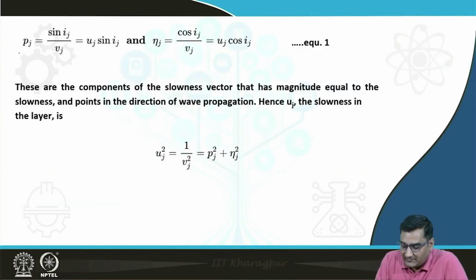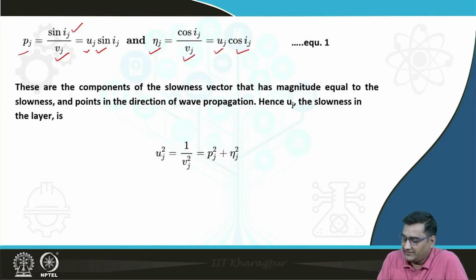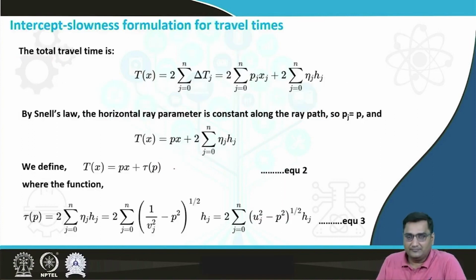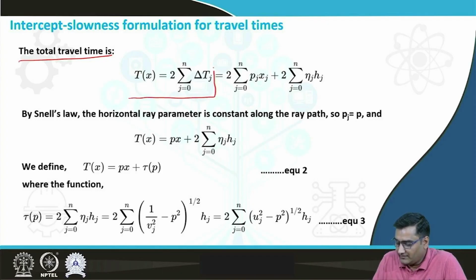Now we know that P is sin ij by Vj, that can be written as Uj sin ij. Neta is cos ij by Vj, that can be written as Uj cos ij. And we also know that P square plus neta square is equal to U square, slowness square, and slowness is 1 by V. So it can be written as 1 by Vj square. Now if you write the total travel time, as you know, we can write delta Tx is equal to 2 into the one-way travel time.